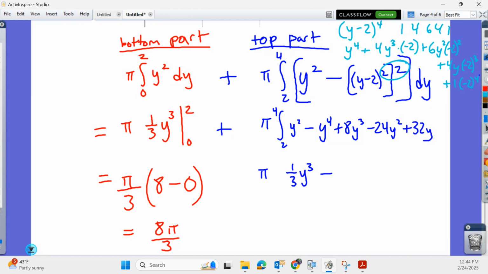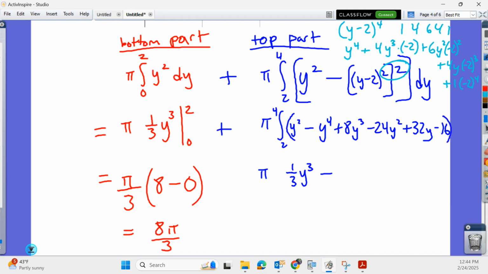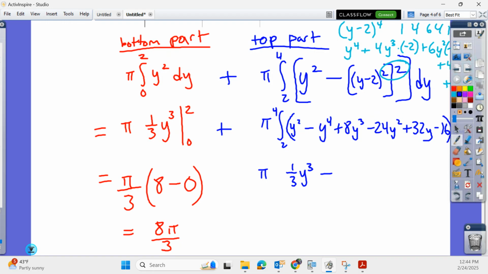And then that last one, negative 2 to the 4th is plus 16, so it'll be minus 16 when we distribute the negative. And so it's all this dy, and now we can just go through. We could combine like terms here too if you want. It doesn't really matter. So we're going to plug stuff in at the end.